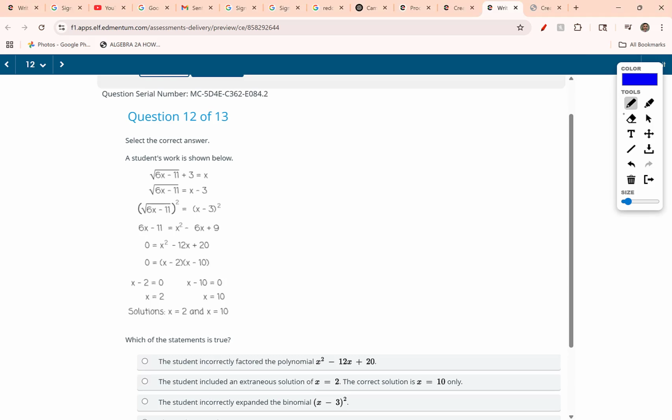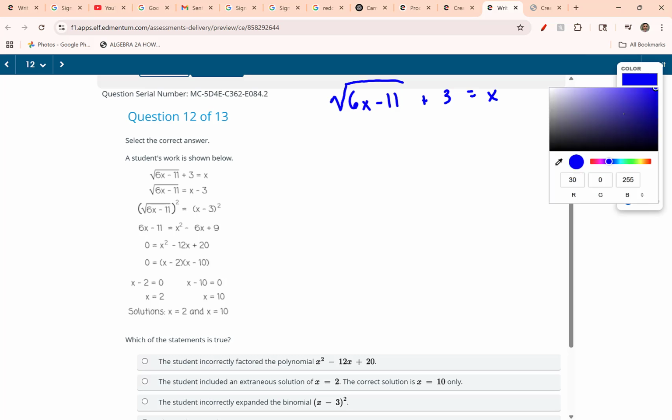Question 12, the student's work is shown below, and you can see they show us all the work. We're trying to find the mistake. If you're like me, I struggle with these problems, so what is helpful is I just work it out myself, and then we'll just compare our work to this student's work and see if we arrive in the same place.